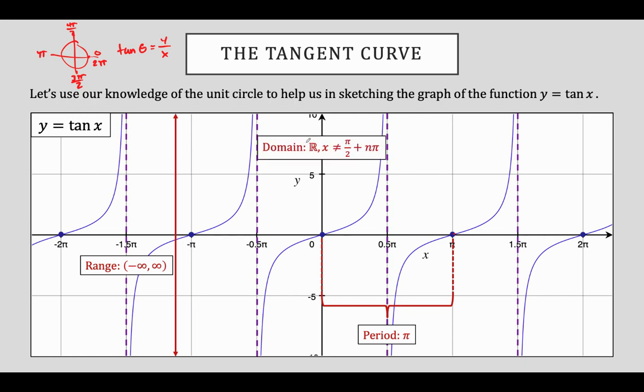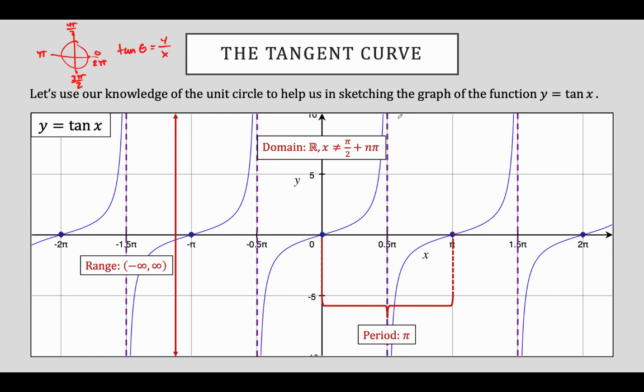All right, so we say domain, all real numbers, x cannot equal pi over 2, that's this first vertical asymptote that I see, plus n times how frequently they occur. And I have a vertical asymptote every period. And if the period is pi, I have n times pi.